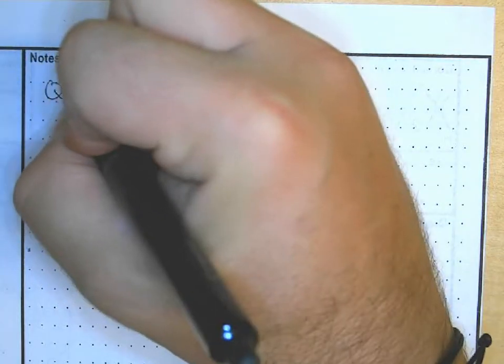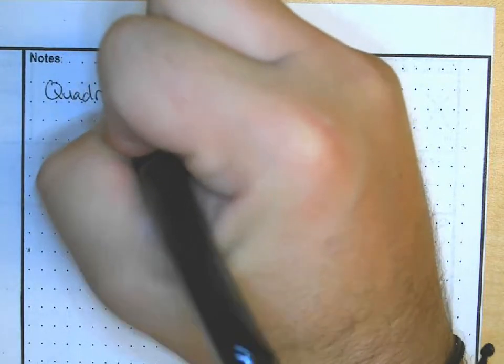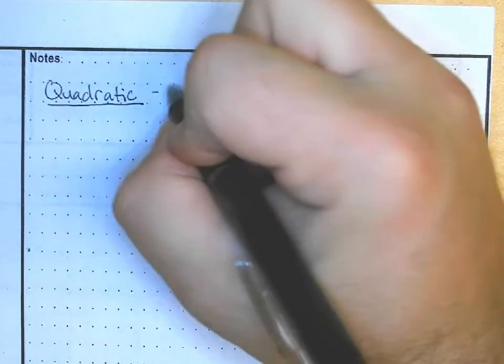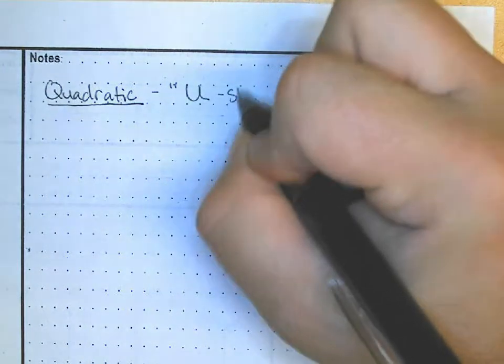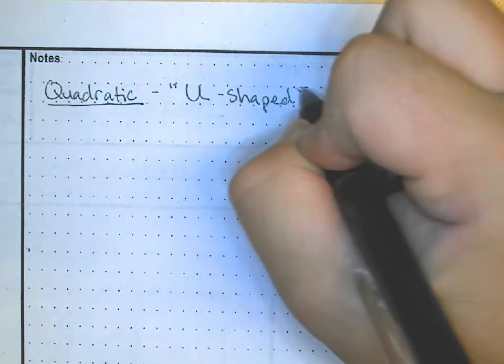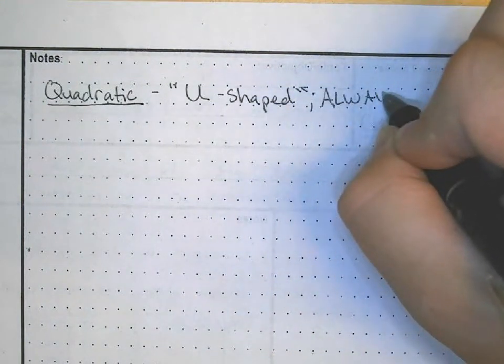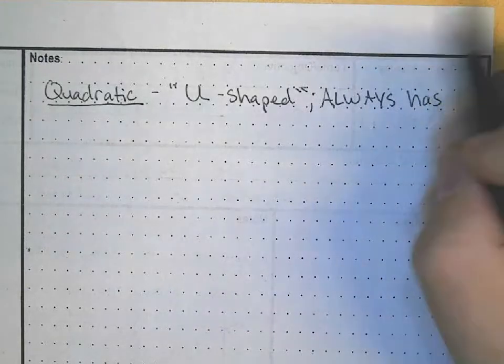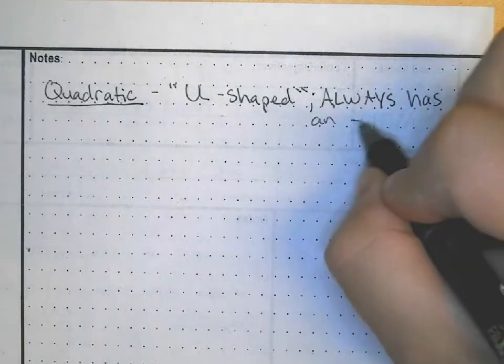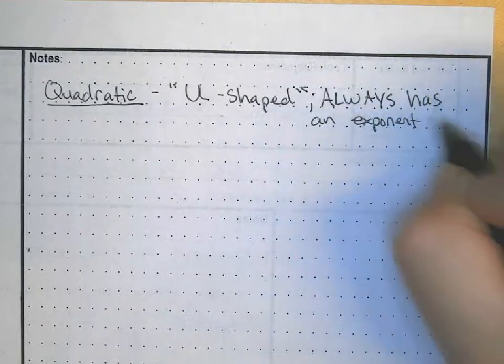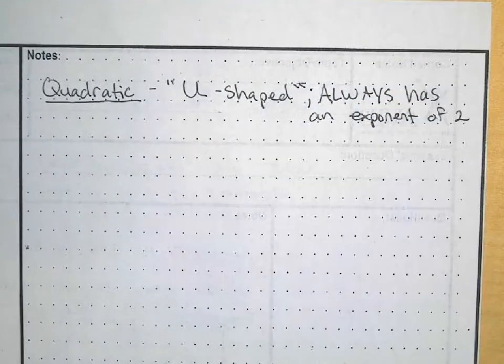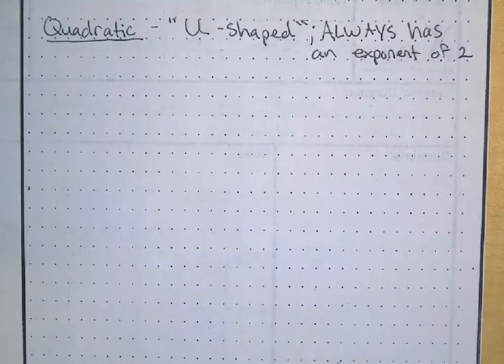Next, we'll look at our quadratic. And the quadratic is U-shaped, and it always has an exponent of 2. So if you see that exponent and the highest exponent is 2, then you know you're dealing with a quadratic.